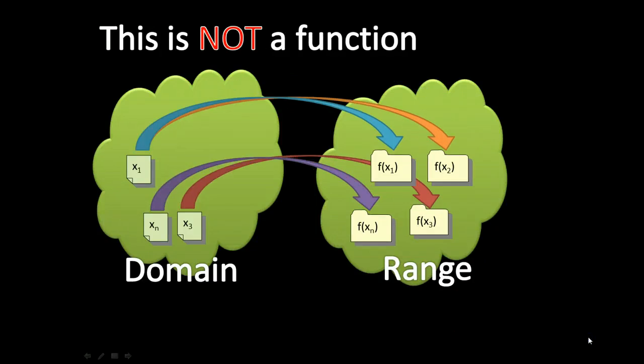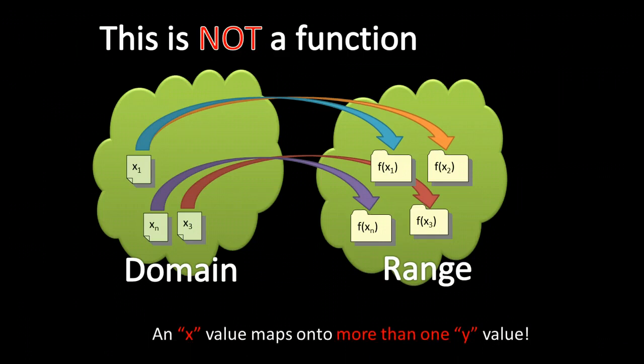In contrast, this is not a function because we have an x value that maps onto two different y's, and the x value that's causing the trouble up here is this x sub 1, and that maps two different places. It maps to f of x1 and f of x sub 2, which can't happen and still be a function. So this mapping does not represent a function.